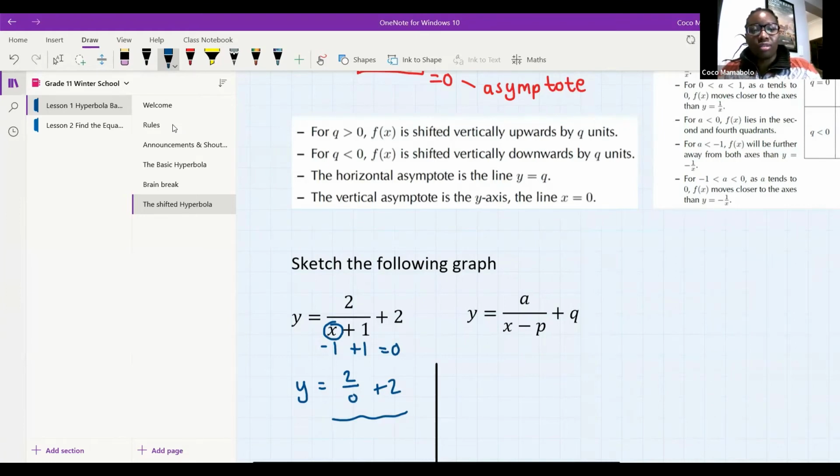Nothing else changes. We're still going to look for our quadrants, we're still going to look for our asymptotes, and we're still going to look for our intercepts. But how many intercepts are we going to get this time? We're not just going to get one intercept. How many are we going to get?